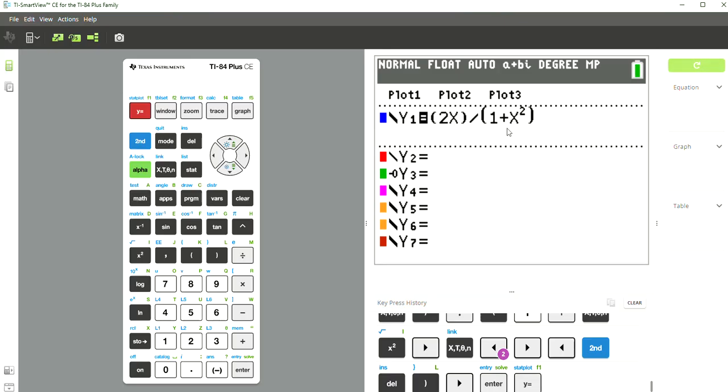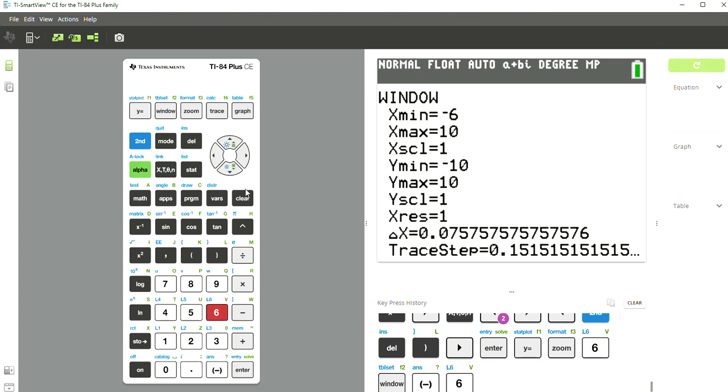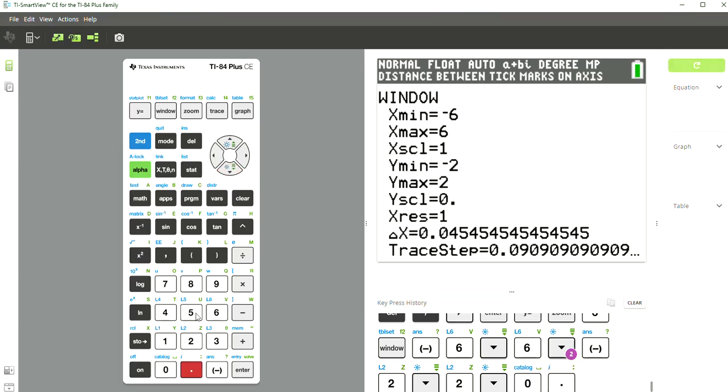If we push ZOOM 6 to get a standard viewing window, this function acts asymptotically on the x-axis, where it approaches the x-axis from above as x goes to infinity, and from below the x-axis as x goes to negative infinity. We really don't need our y values to go much above 1 or below -1. So I'm going to change my window settings to -6 to 6 in jumps of 1 for the x values, and only -2 up to 2 in jumps of, let's say, 0.5 for the y values.